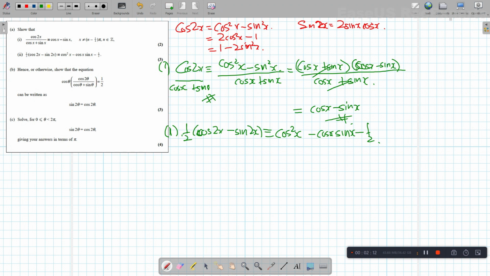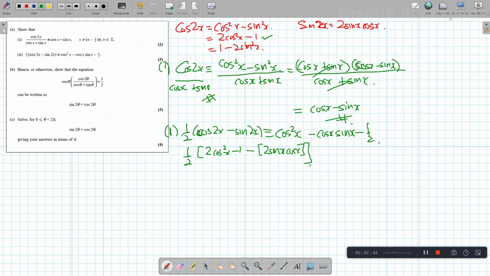So what I'm going to do is take the half cos 2x and change it to 2cos²x - 1. So 2cos²x - 1, and then minus sin 2x, which is (2 sin x cos x). Okay, close bracket. That's on the left. Now let's work here.